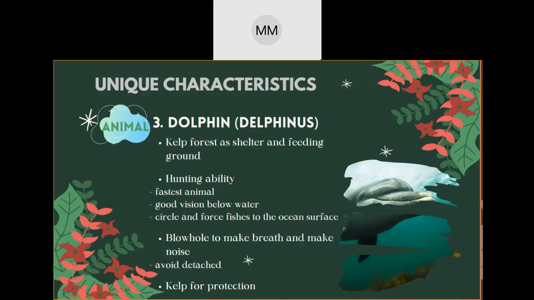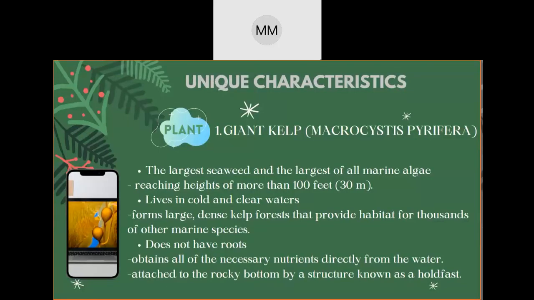They also breathe air and hold their breath underwater. They have a blowhole on the head to breathe when they reach the water surface. That blowhole also helps to produce noise to communicate with other dolphins and avoid detection in the dark kelp forest. They also use kelp for protection from current and tide. Next.